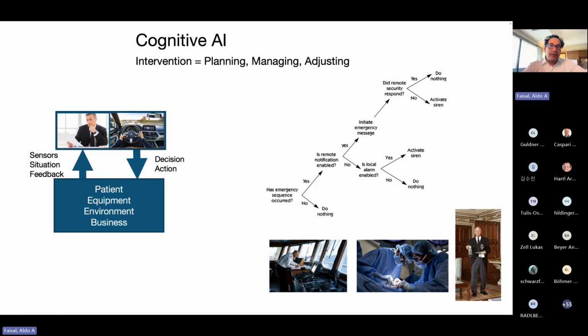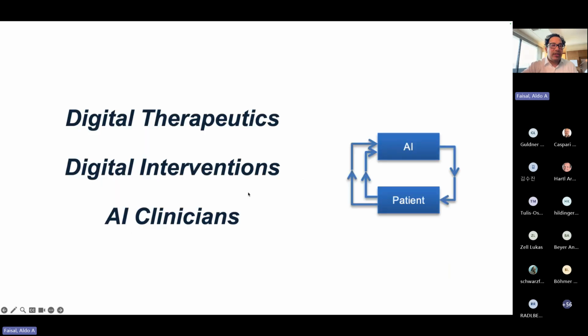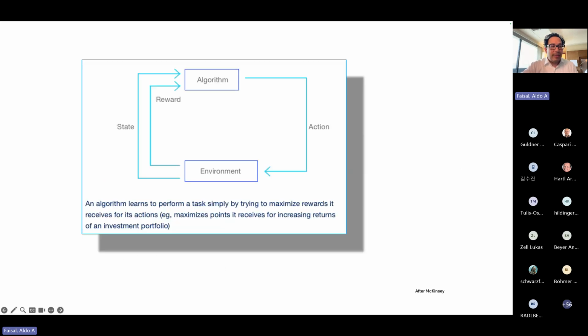And so now you have a loop of interaction where actions have consequences. You need to make many decisions. It's a bit like a ship captain or a surgeon or the British butler who knows what you need before you say it. And so in medicine, we now speak about digital therapeutics or digital interventions, or how we call it, AI clinicians. So these are systems that treat patients.